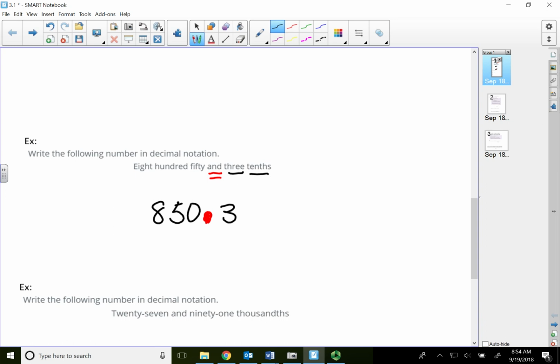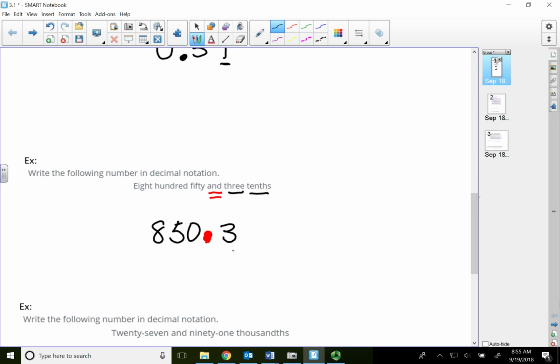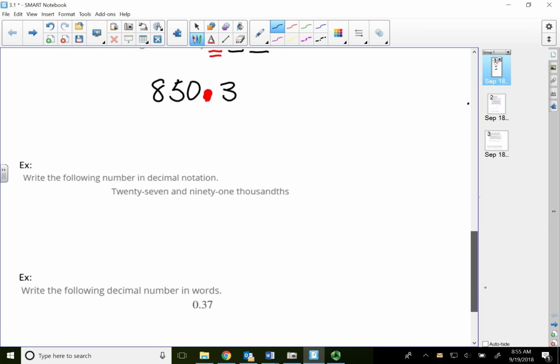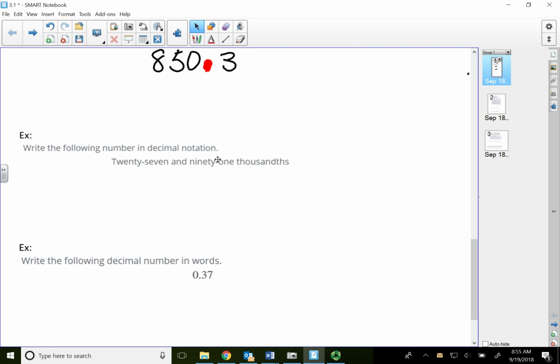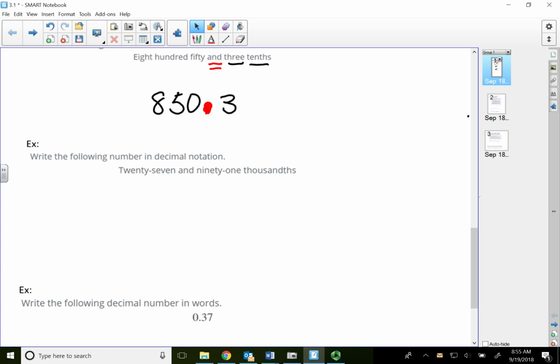So that means the 3 is the only digit in the decimals. And that 3 has to be sitting on the tenths place, which is right here. The place right behind the decimal is going to be the tenths. So this is read as 850 and 3/10. That's how we read decimal numbers properly. Most of the time I just say 850.3, but the proper way of reading it is by the place value.